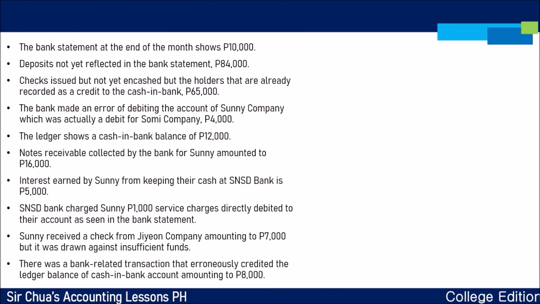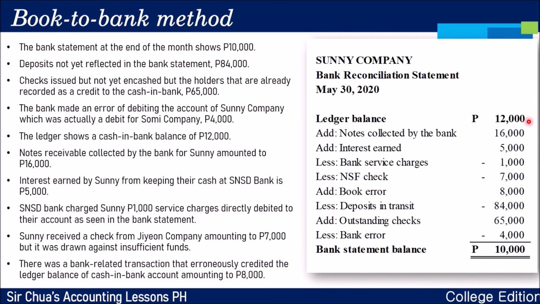Doon naman po sa ating book to bank method, we start naman po with your ledger balance. Susundin nyo lang po yung reconciling items nyo sa notes collection, sa interest earned, bank service charges, NSF check, and book error. Pero pabaliktad na po yung analysis nyo for deposit in transit, outstanding check, and bank error. And you will arrive at your bank statement balance.